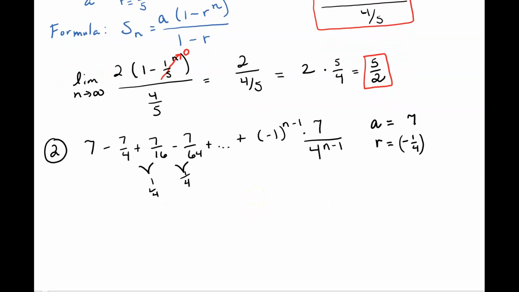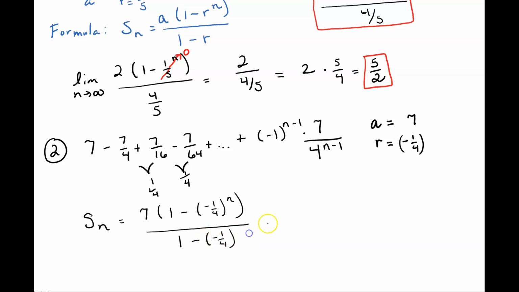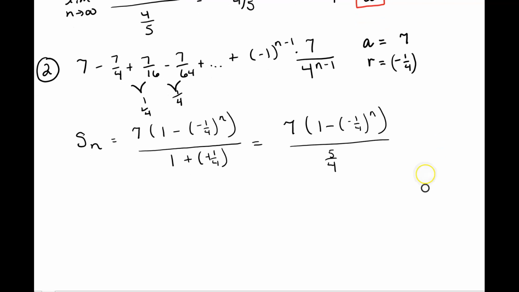But otherwise, the formula is the same as before. So S sub n will equal a, which is 7, times 1 minus, and then it's a -1/4 to the nth power, all divided by 1 minus a -1/4. Okay, so we can simplify just a little bit. 7 times 1 minus, and then it's still -1/4 to the nth, divided by 1 plus 1/4, which is 4 out of 4 plus 1 out of 4, 5 out of 4. And this right here is the formula, if you will, because we're asked to find the formula.